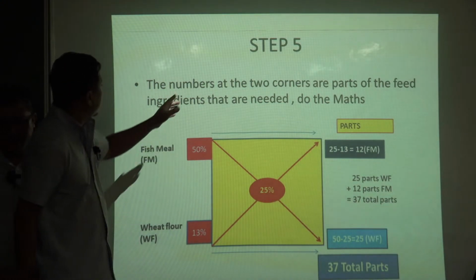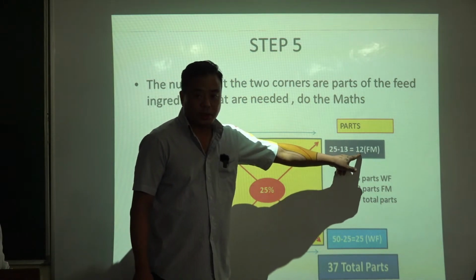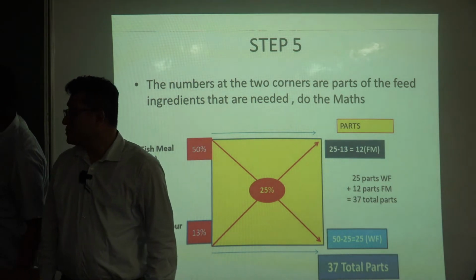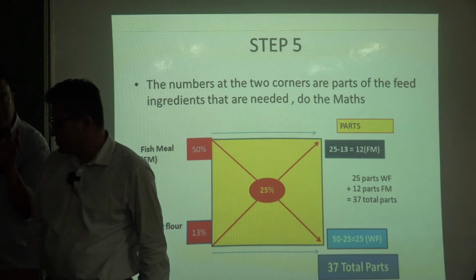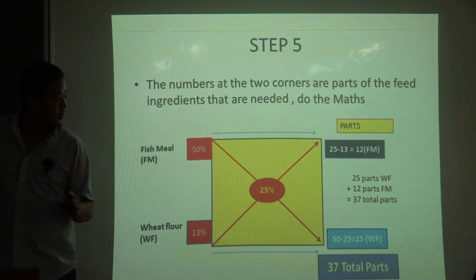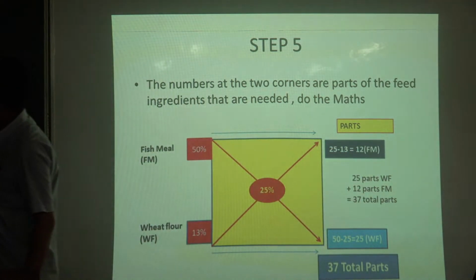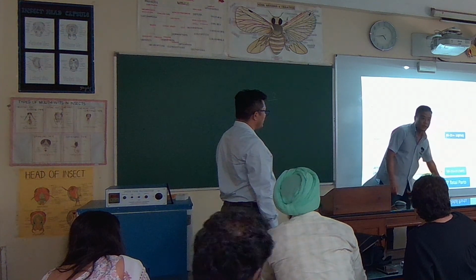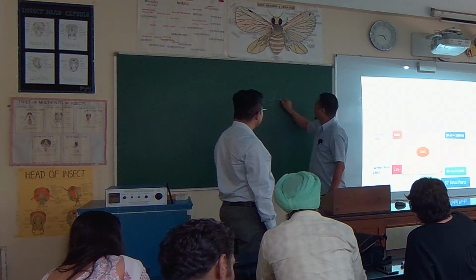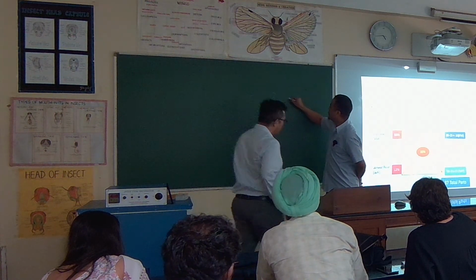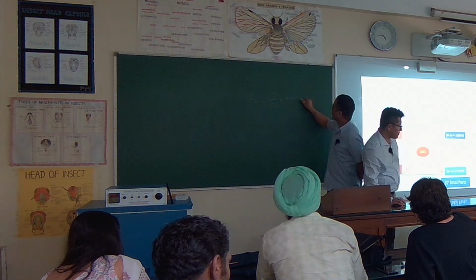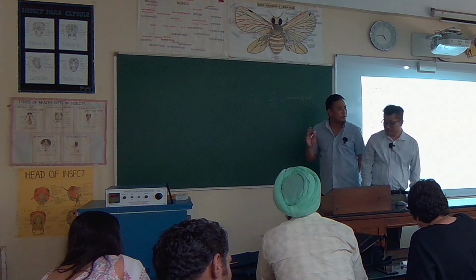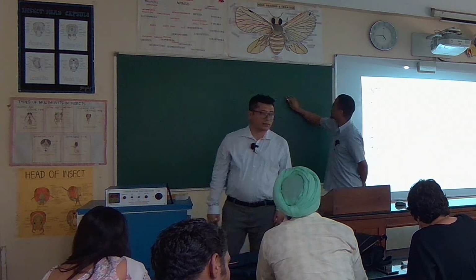So the next step, the sixth step, would be you take this one. My protein source, that is fish meal, FM. The proportion of fish meal that you have to take for your formulation would be equal to this value, 12, divided by the total parts, 37, into the amount of feed you intend to prepare. So here I think we have taken 1 kilogram. So let me just make this one 1000 gram.